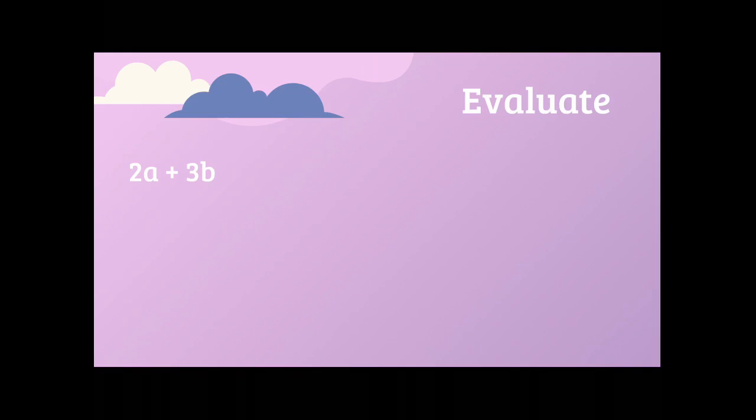Okay, now we have to evaluate 2a plus 3b. Well, here, there's 2 variables, a and b. So I have to give you the value of 2 variables. So if I say that a equals 1 and b equals 4, you have to put those in. So try to pause the video, please, and see if you can do this one, and then we'll go over it.